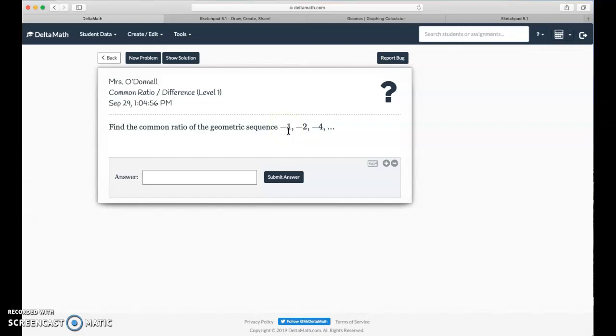Okay, and we can test it out to make sure that we did it correctly. -1 times 2 is -2. -2 times 2 is -4. -4 times 2 would give us -8, and so on. It is an infinite sequence. Okay, so we know our common ratio is just +2.